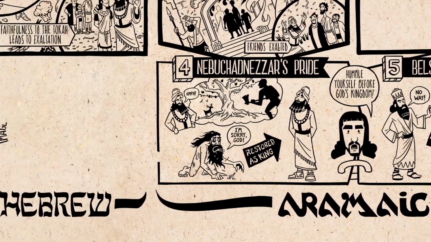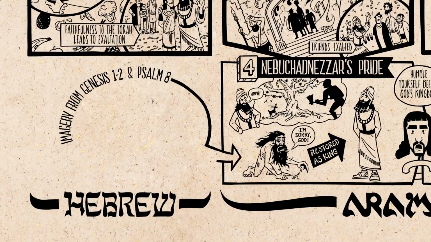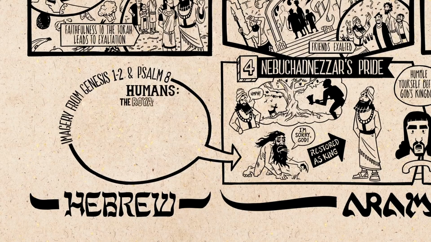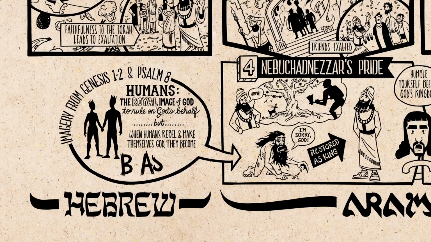Now, these two stories draw this imagery from Genesis chapters 1 and 2 and Psalm 8, where humans are depicted as the royal image of God. He's given them authority to rule over the beasts of the field and the birds of the air on behalf of God, who is the world's true king. But when human kingdoms forget that, when they rebel and make themselves and their power into a god, they become less than human, like violent beasts who will face God's justice.